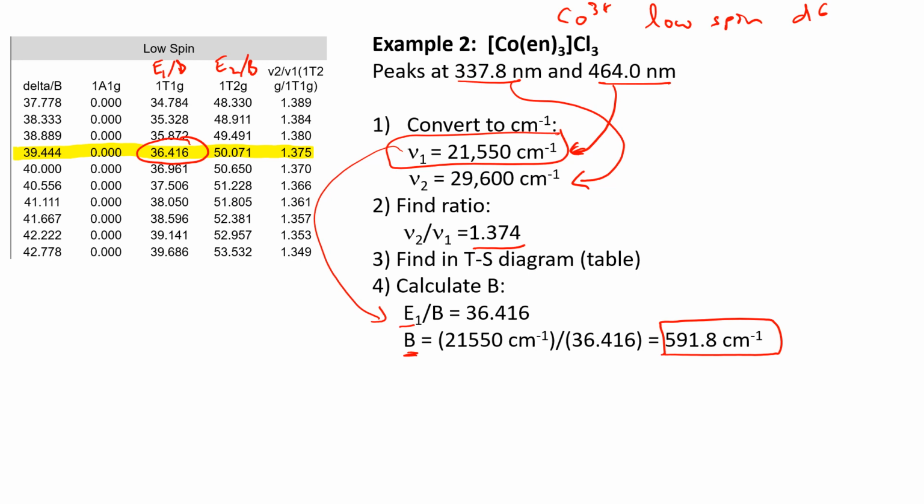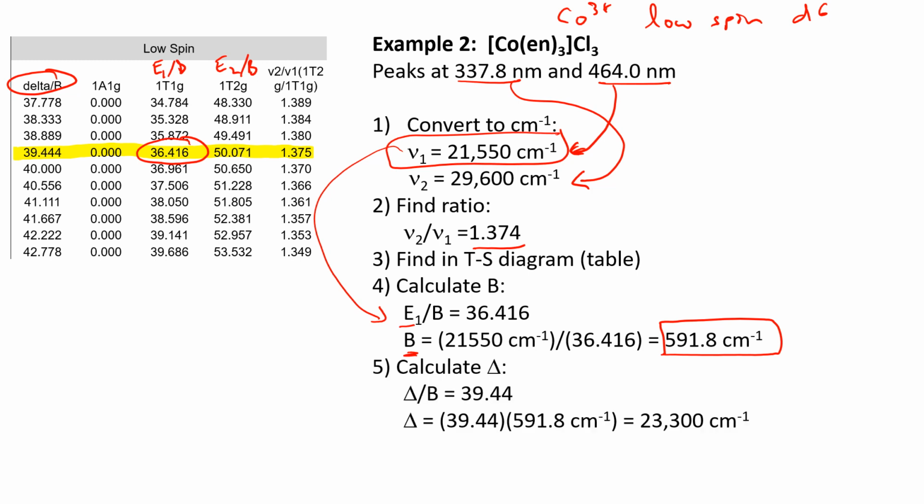The last step is to use that last column, delta over B, to solve for the octahedral field. So calculate the octahedral field. We know that delta over B is 39.44 or so. So rearrange that to solve for delta, and we have that ratio there, 39.44, multiplied by the Racah parameter that we just calculated, and we get this. Okay, 23,300. It's a good, reasonable answer for a reasonably strong field ligand. Pretty large octahedral field for a first row transition metal.